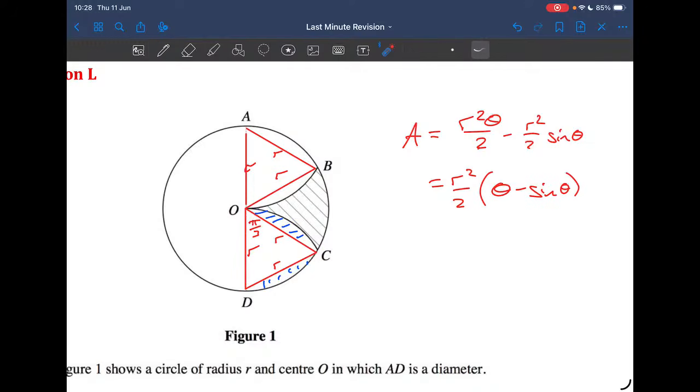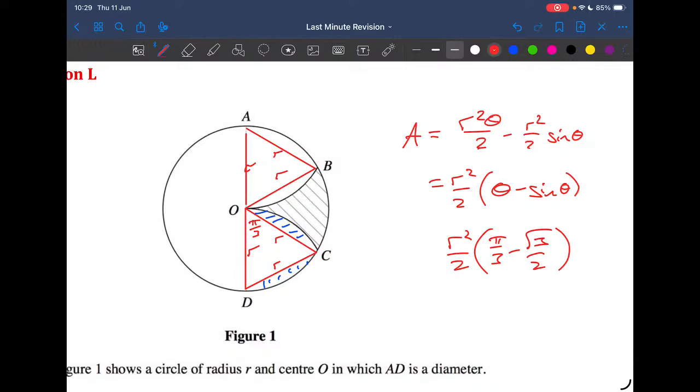And we know that theta is going to be pi on 3. What is sine of pi on 3? It's not 0.01, is it? If we put things in radians, what do we get? Root 3 on 2. So this is going to be r squared on 2, lots of pi on 3, take away root 3 on 2.